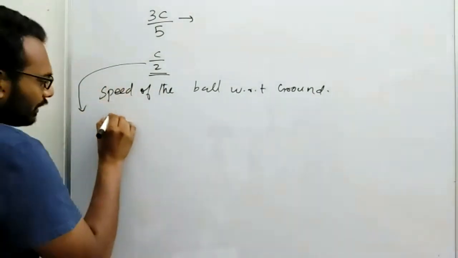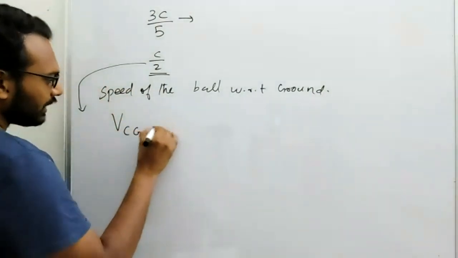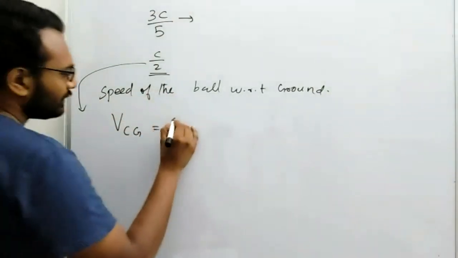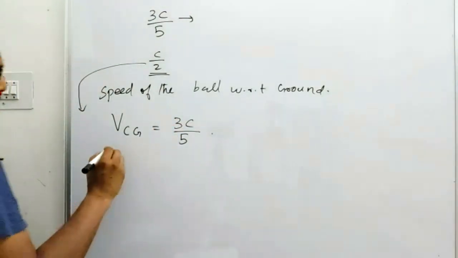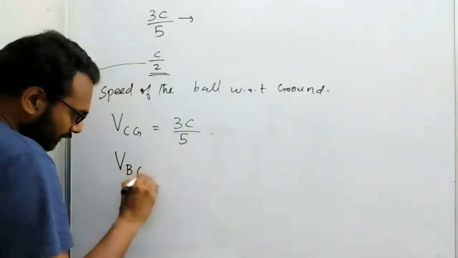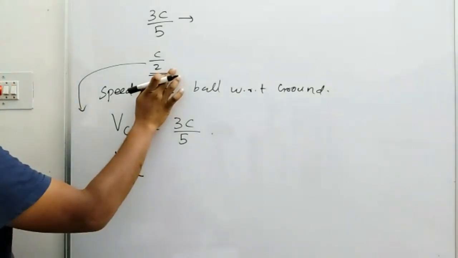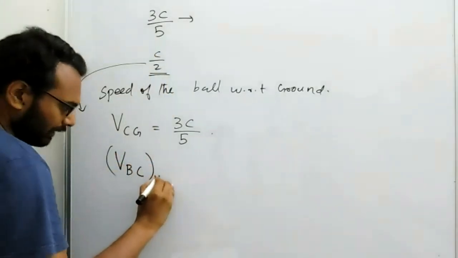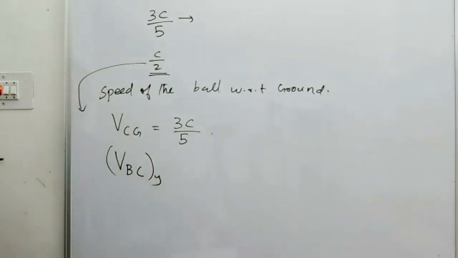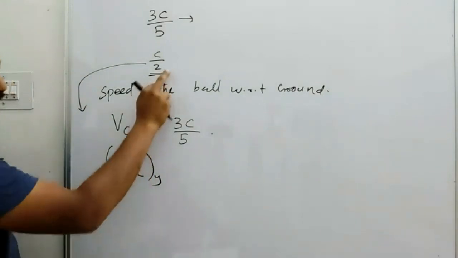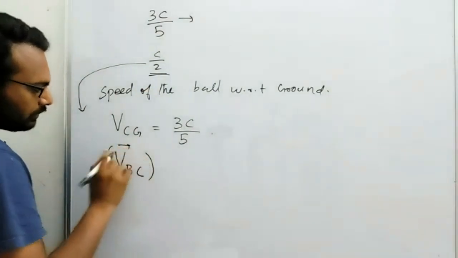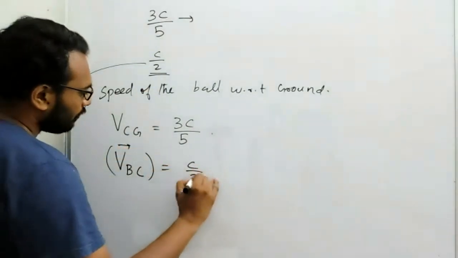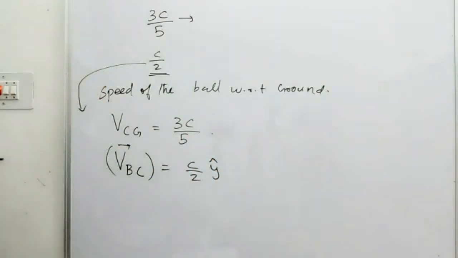What we have here: the velocity of the car with respect to the ground is along the x-axis, and it's given as 3c/5. And what's the velocity of the ball with respect to the car? It says it's in the upward direction, so we only have the y component. I hope there are not too many indices, but let's write it like this. The velocity of the ball with respect to the car has only a y component, so we can write it as a vector: the velocity of the ball with respect to the car is equal to (c/2) y-cap.